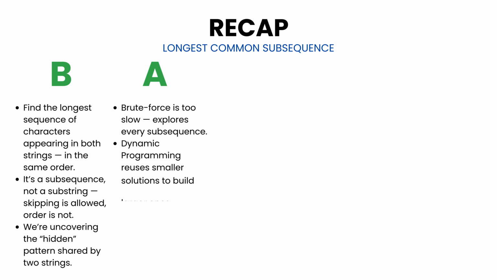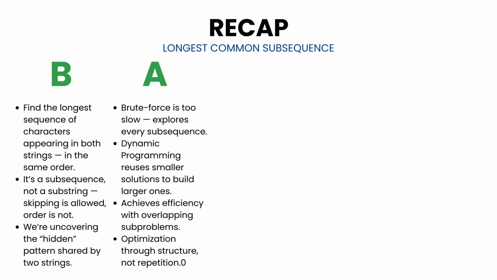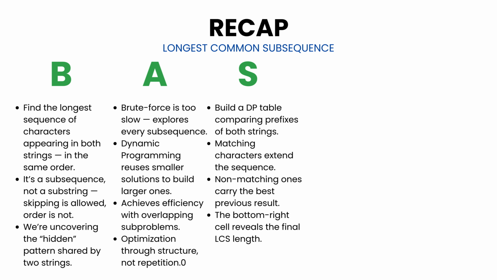Approach recap. We discussed how brute force would explore every possible combination. Far too slow. Instead, we chose a dynamic programming approach that builds up results from smaller subproblems. By reusing what we've already computed, we reduced an exponential problem down to an efficient O(M times N) time. Structure recap. Our logical plan was to create a DP grid where each cell represents the LCS length for prefixes of the two strings. If the characters match, we extend the sequence. If not, we carry over the best length found so far. The final answer rests in the last cell. Simple and elegant.